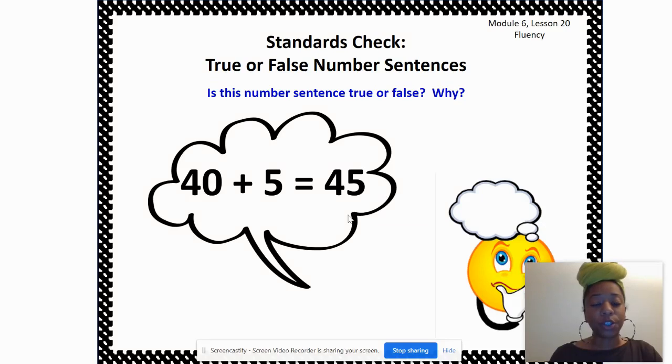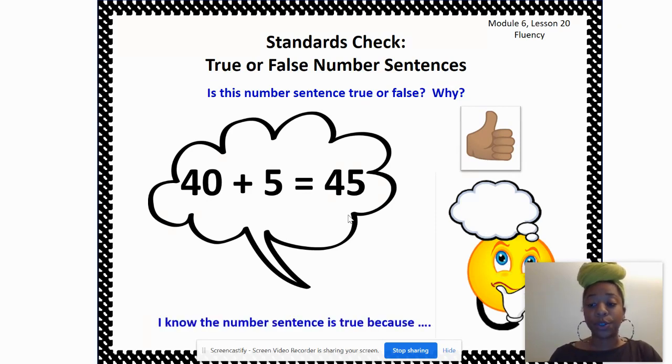Is this number sentence true or false? 40 plus 5 equals 45. Let's look at both sides. I see an equal sign, which means both sides have to be the same. If I add 40 plus 5, will I get 45? You're right. The answer is 45. 40 plus 5 equals 45. So my number sentence is true, and I know this because both sides are equal. Nice work.